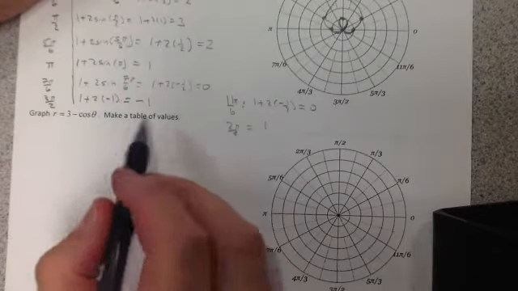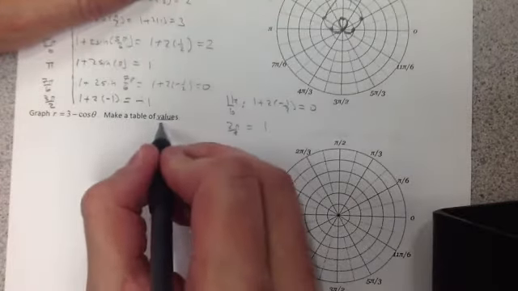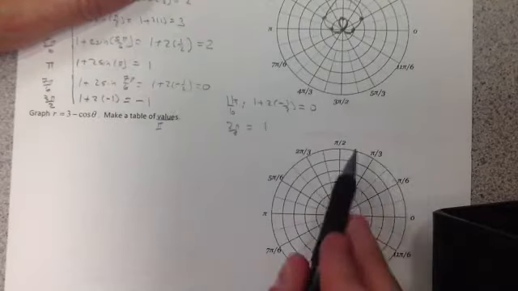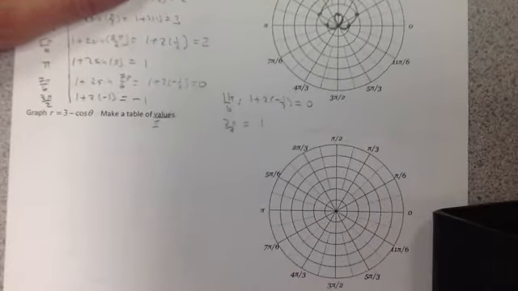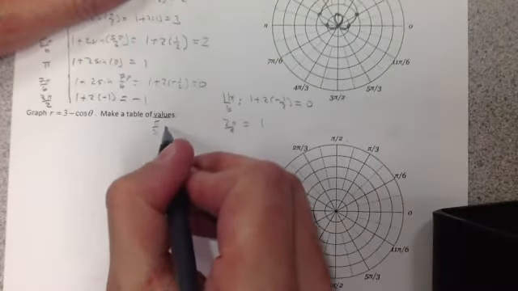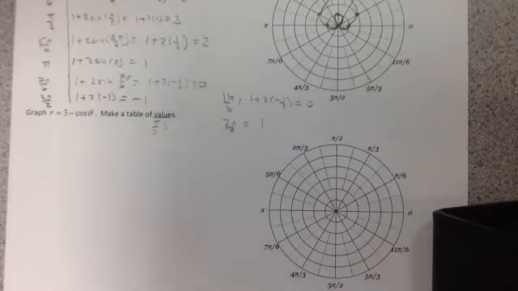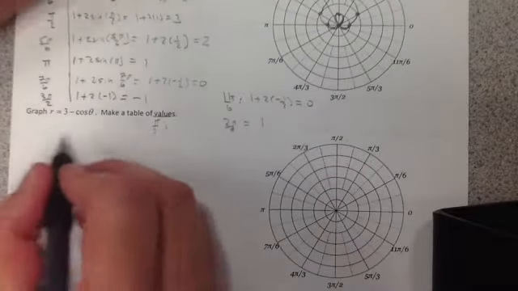2. Now for cosine, when I make my table of values, I'm going to use my quadrantals, 0, pi over 2, pi, and 3 pi over 2, but I'm also going to include my pi over 3s, because cosine of pi over 3 gives me something really nice. So let's go ahead and make our table.